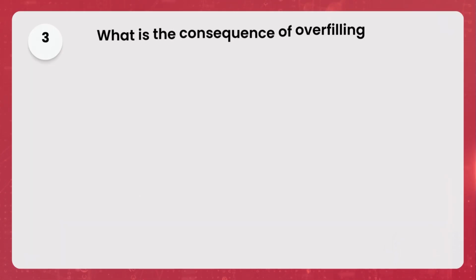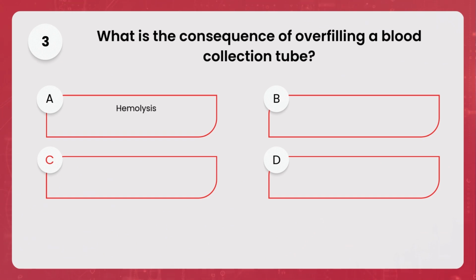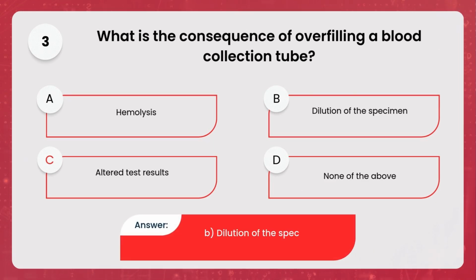Number 3. What is the consequence of overfilling a blood collection tube? A. Hemolysis. B. Dilution of the specimen. C. Altered test results. Or D. None of the above. The answer is B. Dilution of the specimen.